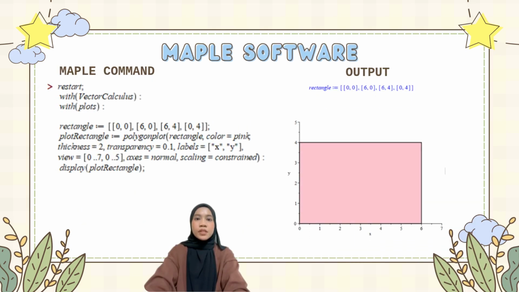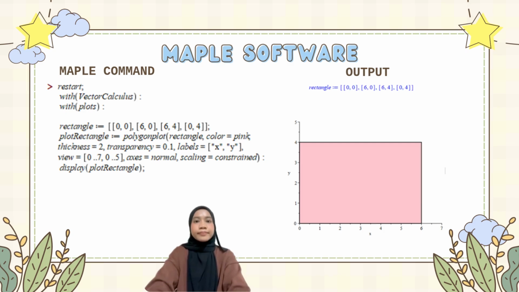In this part, we use Maple software to define and visualize the region of integration. First, we load the required packages, which are VectorCalculus and plots. Then we define the vertices of the rectangle using coordinate points. After that, we use the polygon plot command to plot the region with a light pink color and set the viewing window for better visualization. From the output, we can clearly see the rectangular region on the coordinate plane, which represents the boundary used in our Green's theorem calculation. This helps us visually confirm the region over which the double integral will be evaluated.